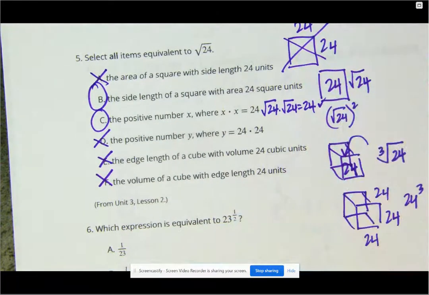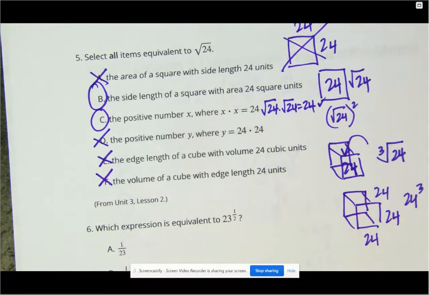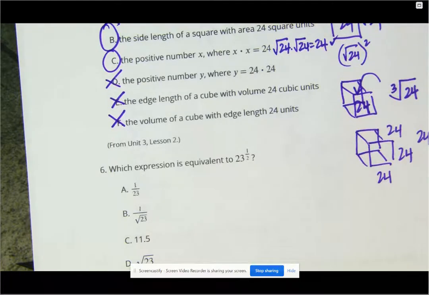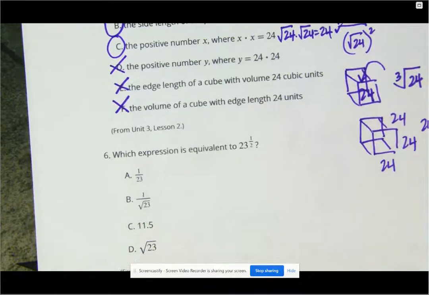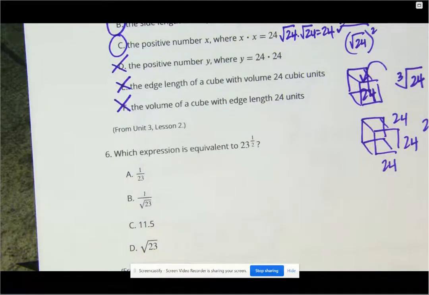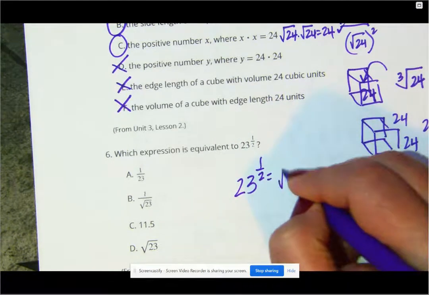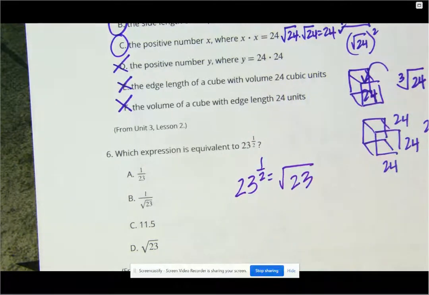All right, number 6, which expression is equivalent to 23 to the 1/2? In Lesson 3, we discovered that the 1/2 power means square root. So this is written with exponents. This is what the equivalent radical expression would be. D. 1/2 power is equivalent to the square root.